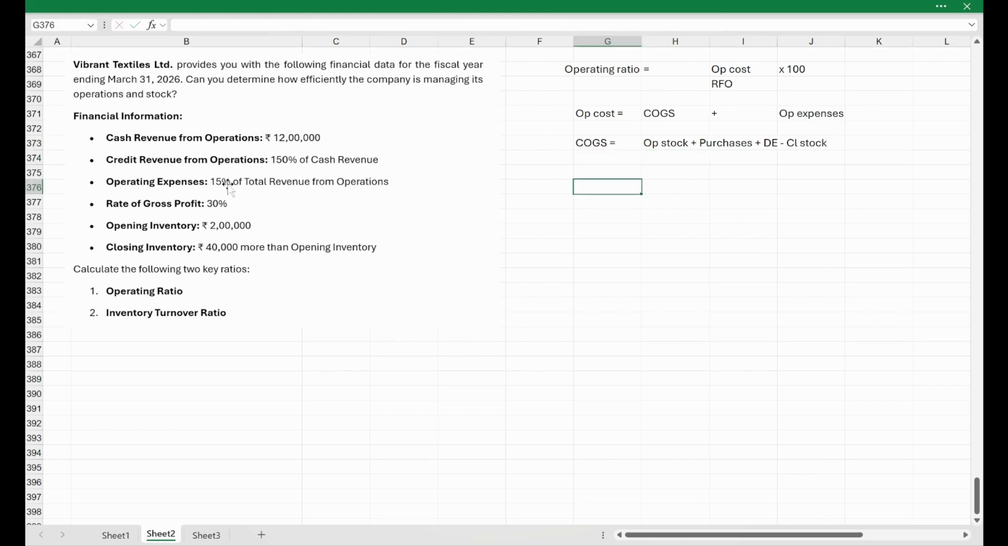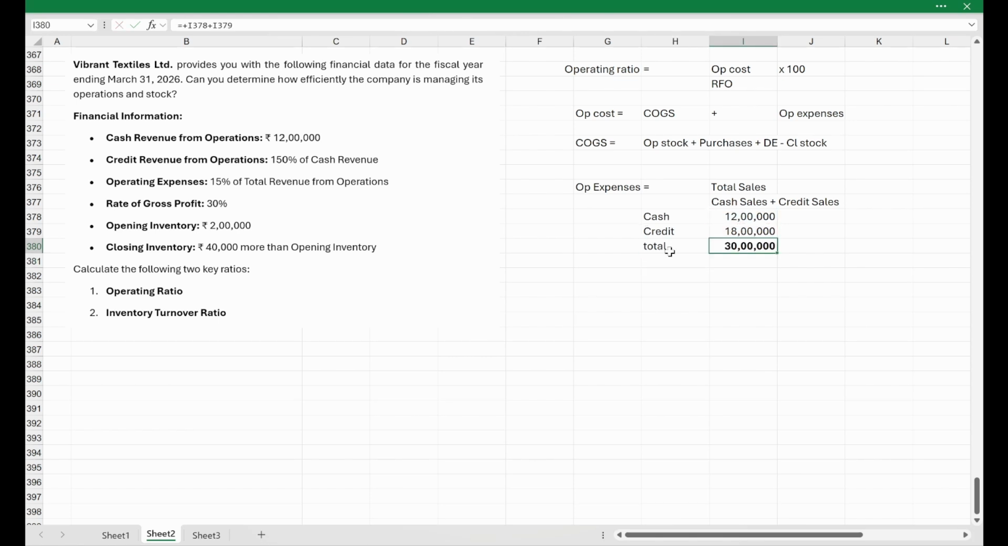Operating expenses they have given is 15% of total sales. So next let me find out what is operating expenses. 15% of total sales. Total sales is cash sales plus credit sales. So cash sales is 12 lakhs. Credit sales they have given is 150% of cash revenue, or 1.5 times of cash revenue. Therefore, 1.5 times of cash sales is 18 lakhs. Therefore, total sales is 30 lakhs.